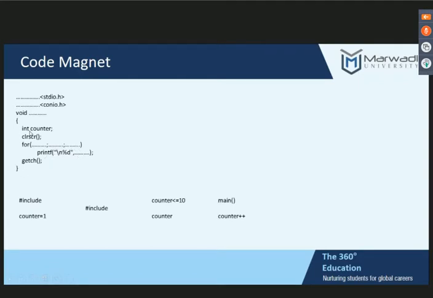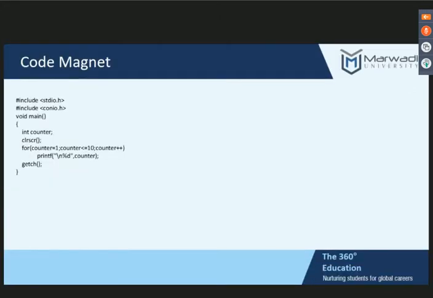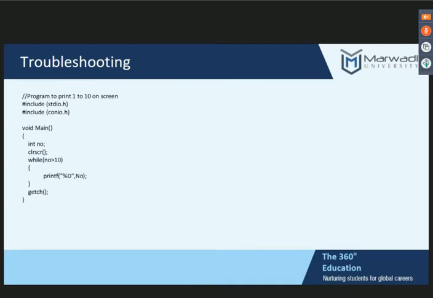So here the variable is already provided, that is counter. The student has to select the appropriate variable here, along with inclusion of the header file and main. So it's a simple solution for code magnet. Next is troubleshooting.